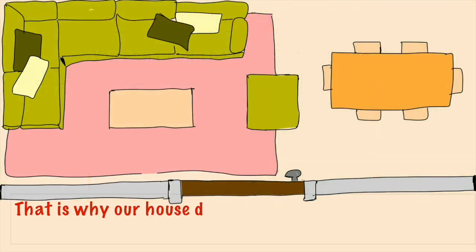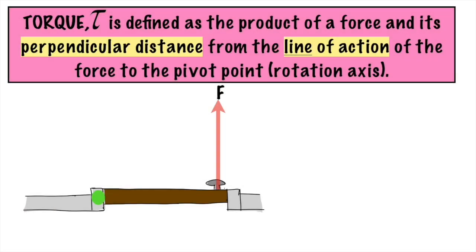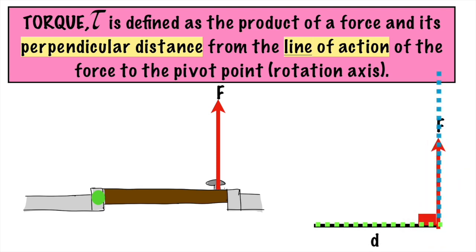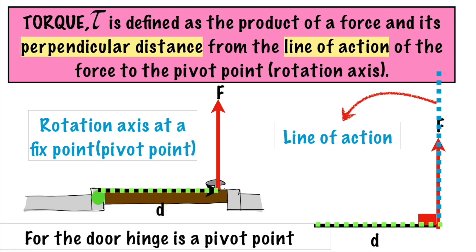That is why our house door knob is at the end of the door. You will need greater torque to open your door. Torque, the symbol is tau, is defined as the product of a force and its perpendicular distance from the line of action of the force to the pivot point or rotation axis. For the door, the hinge is a pivot point.